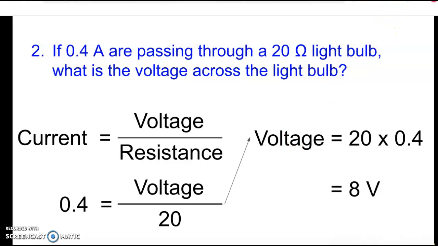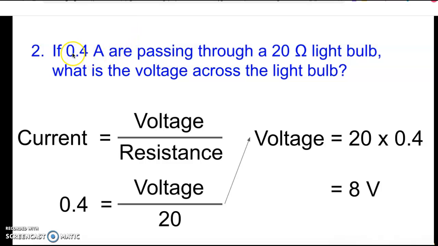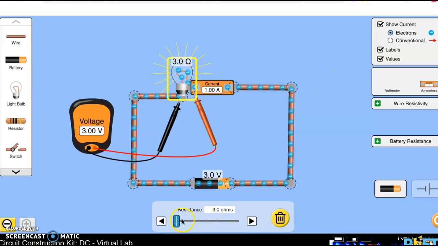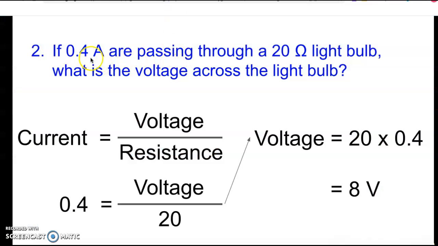I have a bit of a sneakier way to do it. If you really don't like doing this math stuff, a sneakier way to do it is to use this program here. The question says I want 0.4 amps when the light bulb is 20 ohms. How much voltage do I need? So with this circuit, I can click on the light bulb, set it to the number of ohms the question said. It said it was 20 ohms. And then I've got the ammeter here. It's reading 0.15.